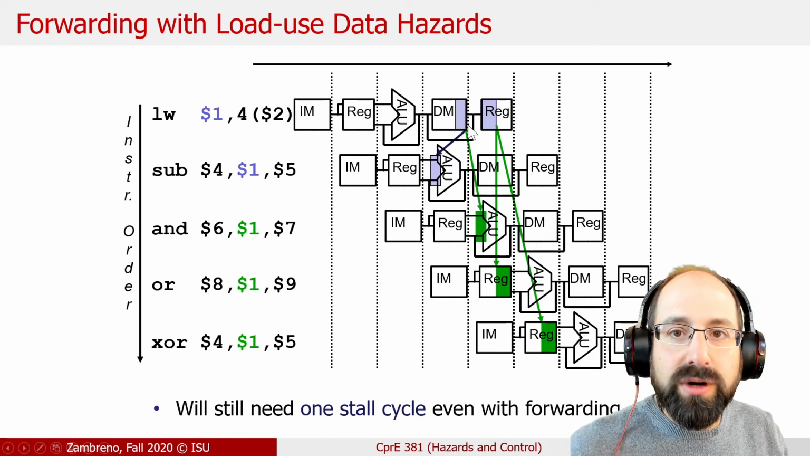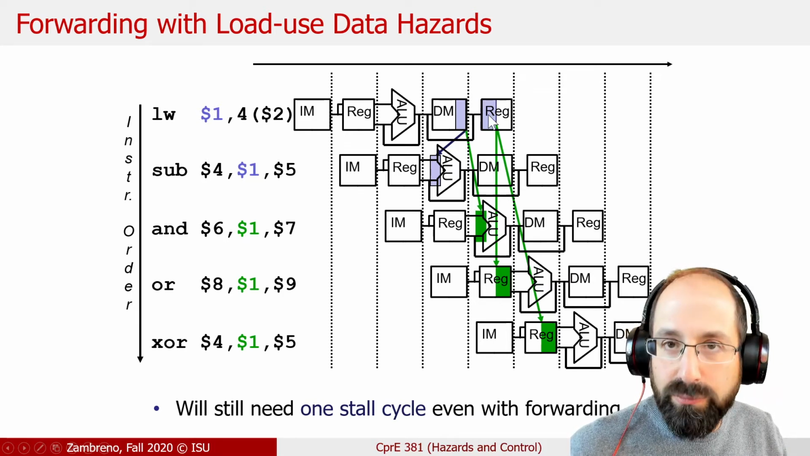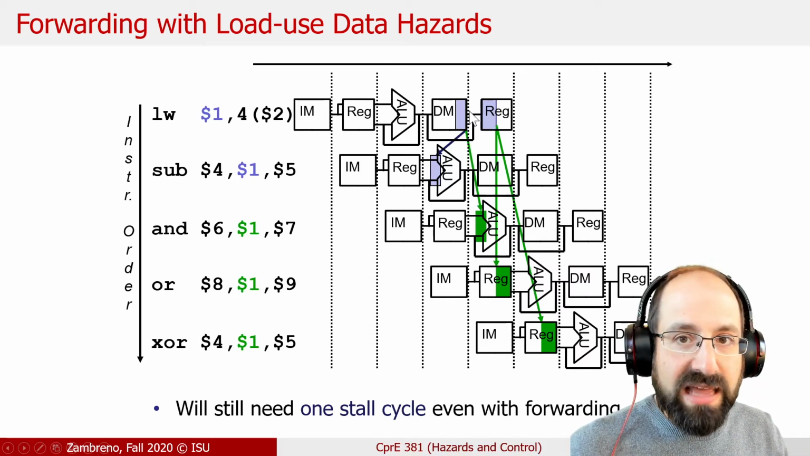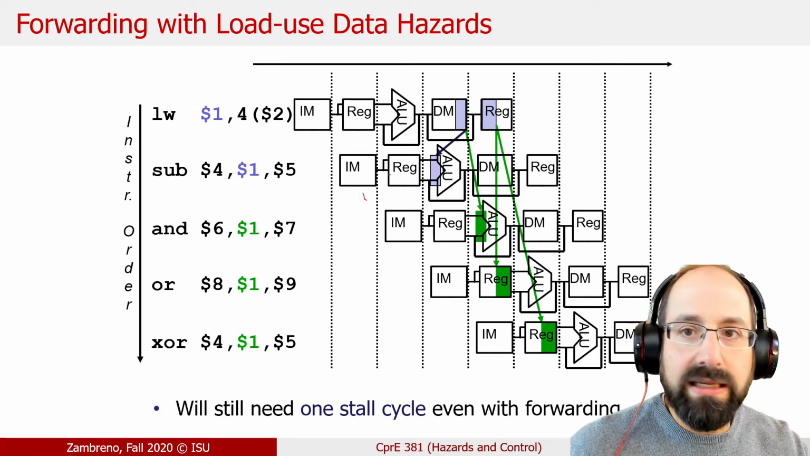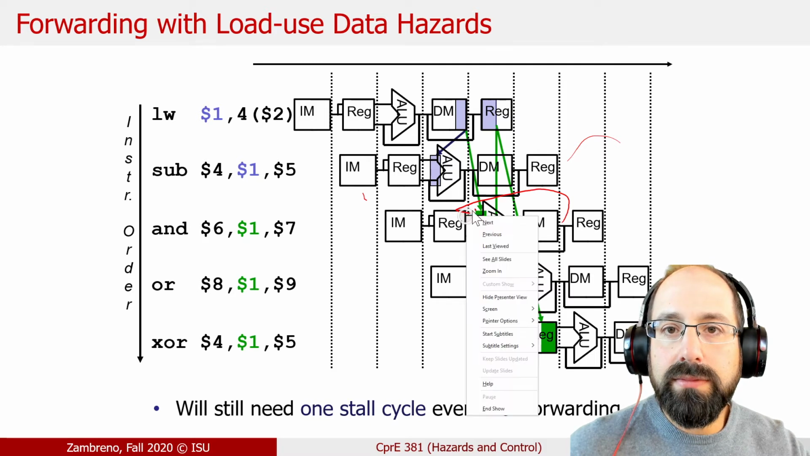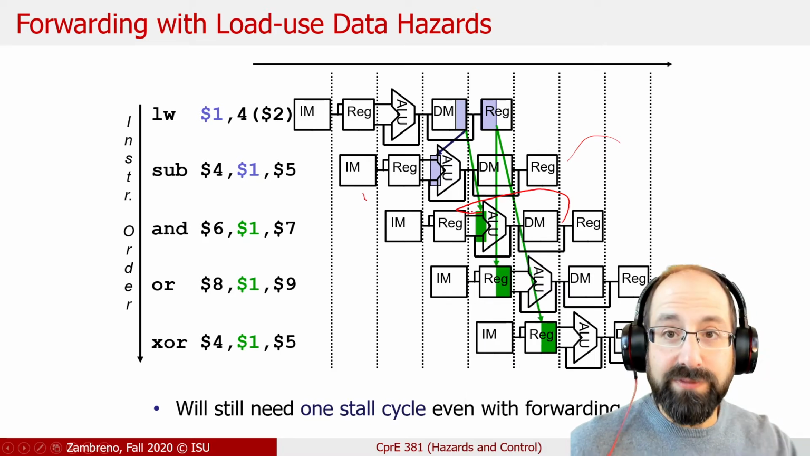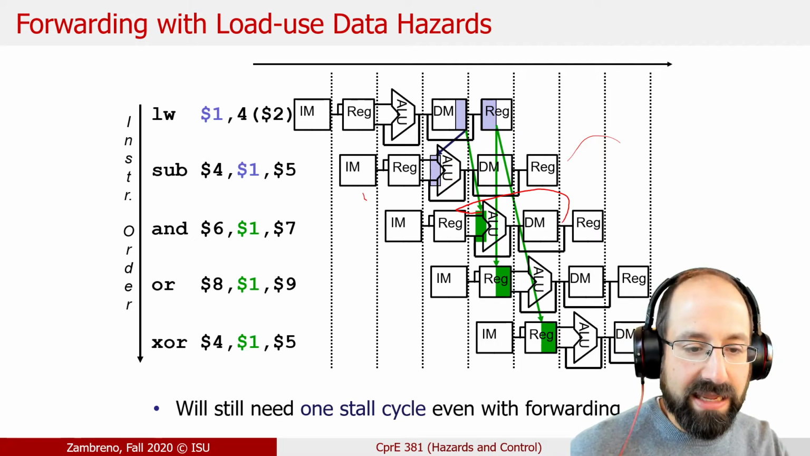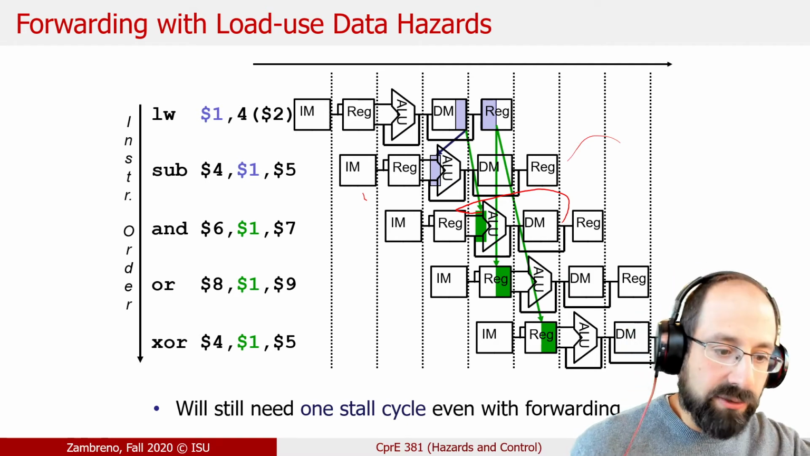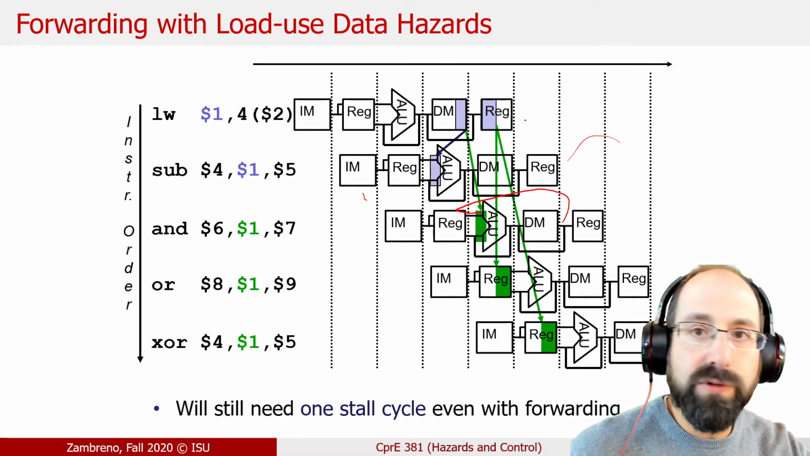Not only is it a different forwarding path, from here to here we should be able to do forwarding, because even though the updated value of register 1 is not in the register file yet, it is known in the pipeline at that point. So this is potentially a valid path. More precisely, the forwarding path looks kind of like that. It's the output of the data memory stage being forwarded back into the ALU from a previous load instruction to this use instruction.